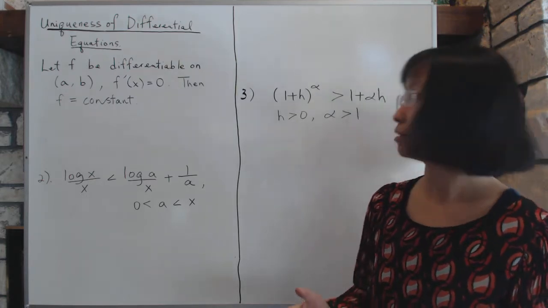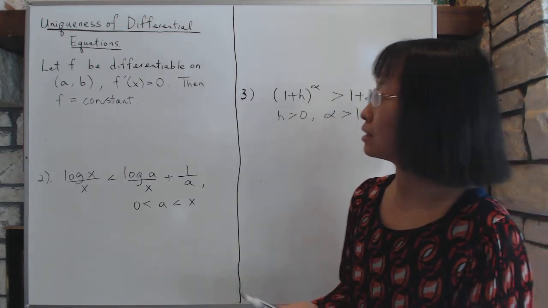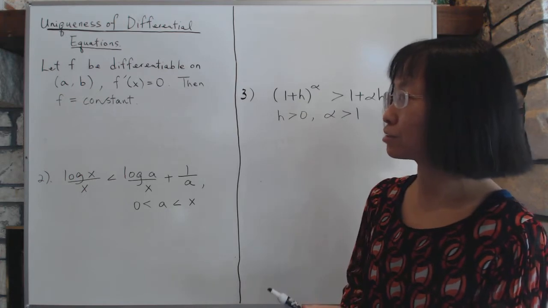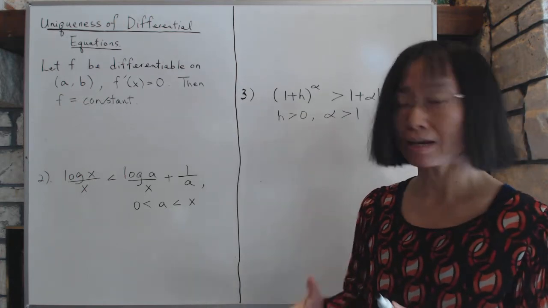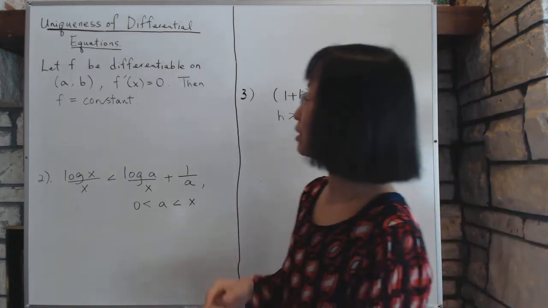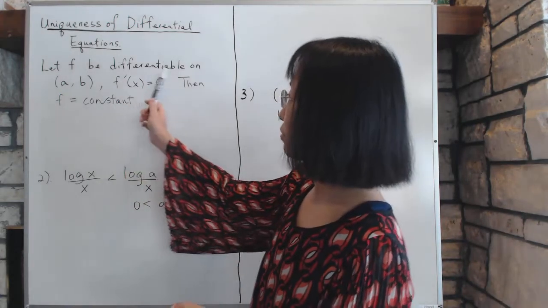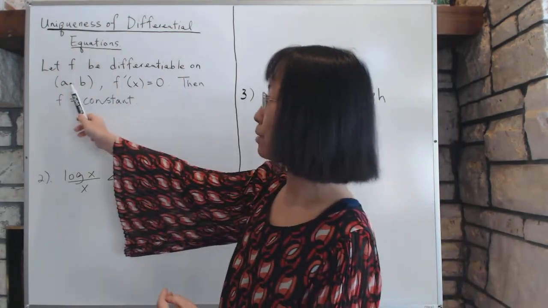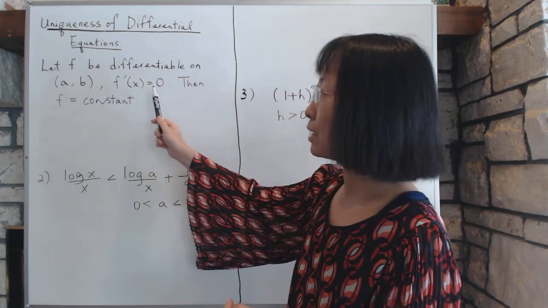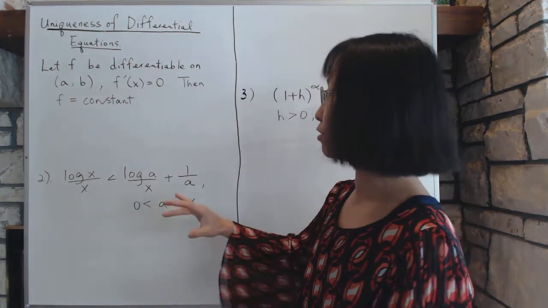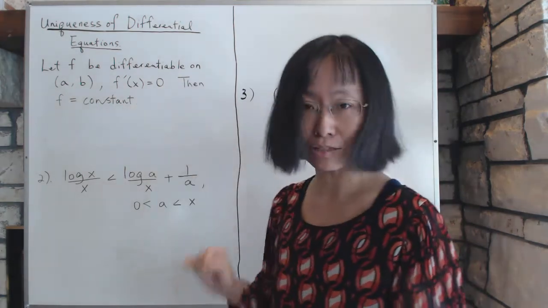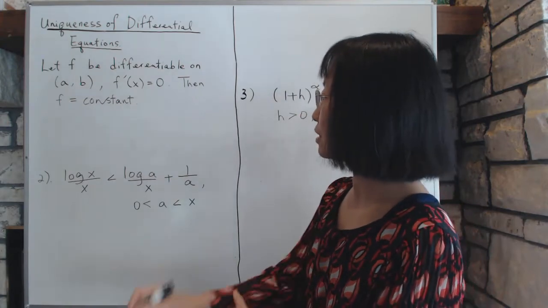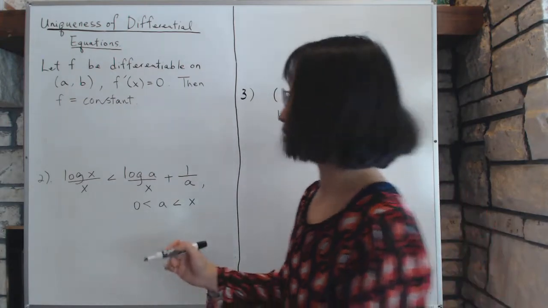In elementary calculus, we have learned that a differential equation, once you solve for it, the answer is unique up to a constant. To put it another way, let f be differentiable on an open interval (a,b), and let's say f prime is 0 on the entire interval. Then the function f has to be a constant. Now to prove this, the law of the mean works like a dream.